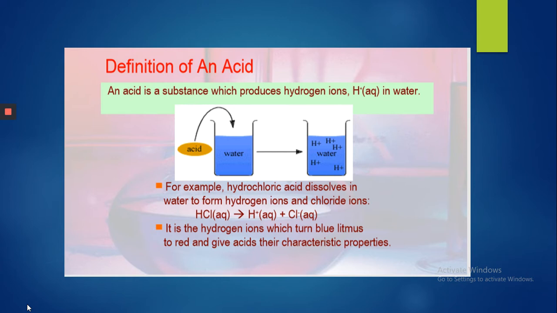For example, if we dissolve hydrochloric acid in water, the hydrochloric acid will dissociate into its ions, hydrogen ions and chloride ions. It is the hydrogen ion which turns blue litmus red and gives acids their characteristic properties.